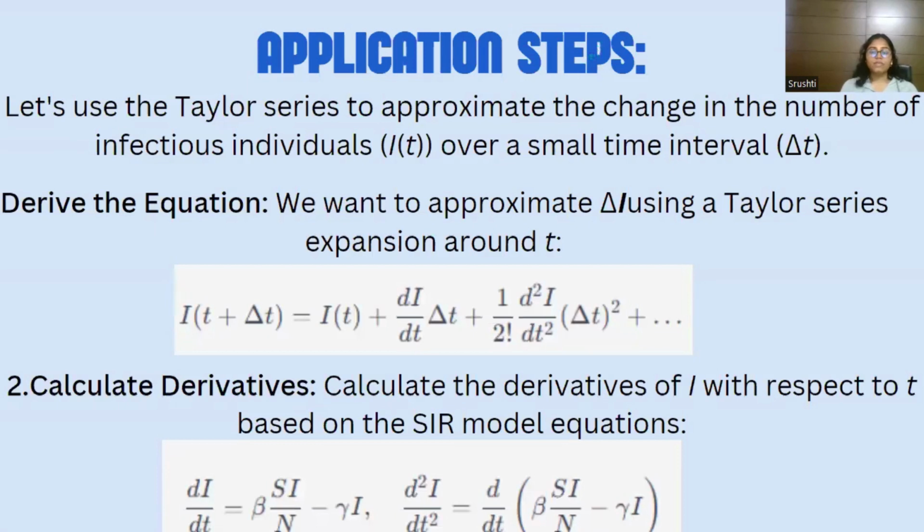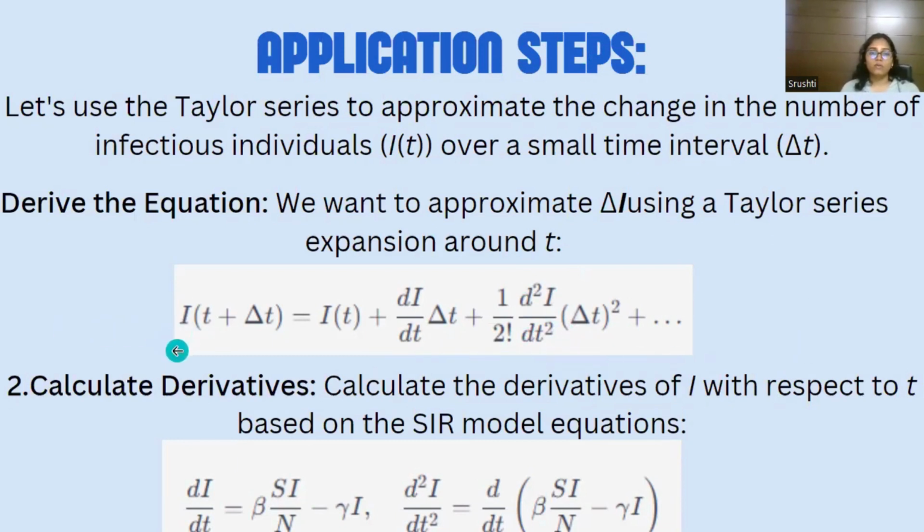The first step in the application is deriving the equation. We want to approximate delta I, where I represents infected individuals, using a Taylor series expansion around t. Here in this derived equation, you can see I stands for infected individuals, delta t stands for the time interval, and t stands for time. dI by dt stands for the first derivative of infected individuals, d squared I by dt squared represents the second derivative of the infected individuals, and so on.